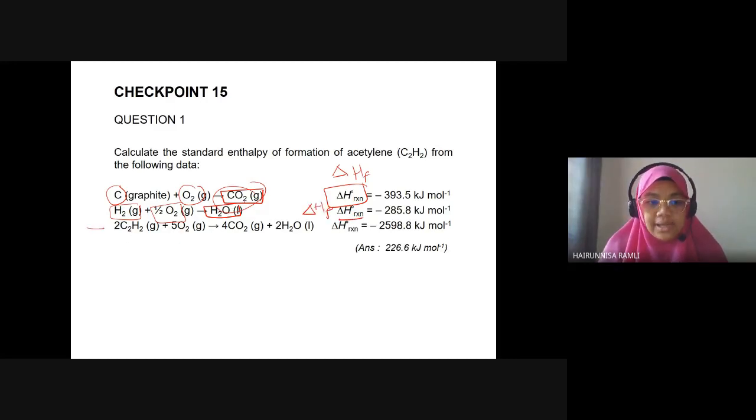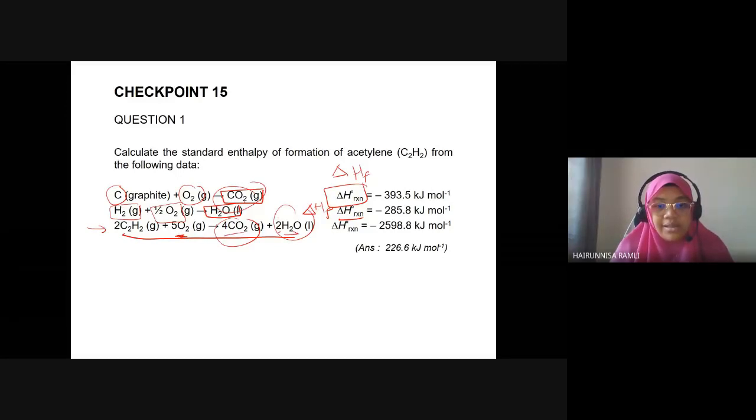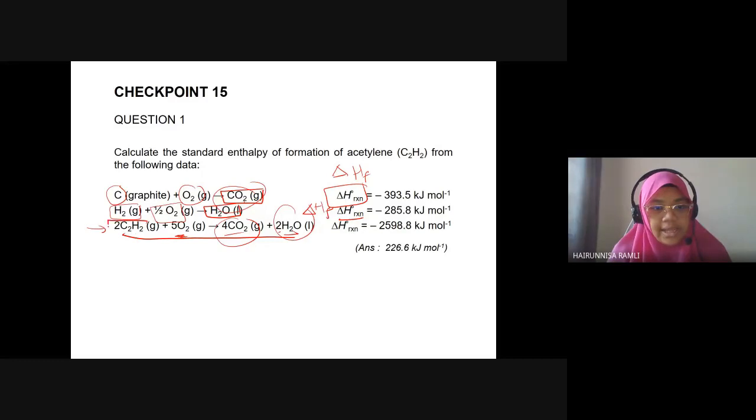How about the third one? This is clearly not an enthalpy of formation because you have two products here, and the mole is not one. What if I say is this combustion enthalpy, standard enthalpy of combustion? Because you burn with oxygen, you get CO2 and water. The answer is no. Why? Because acetylene is two moles. This is not one mole.